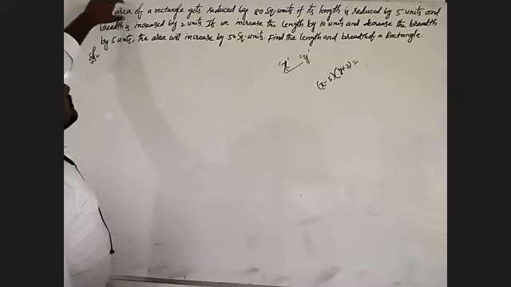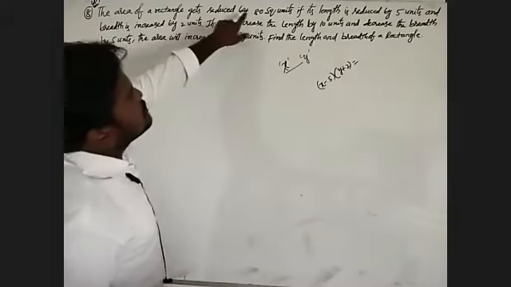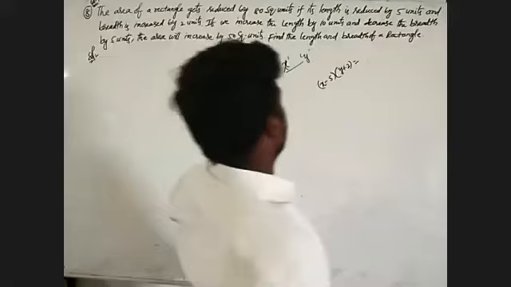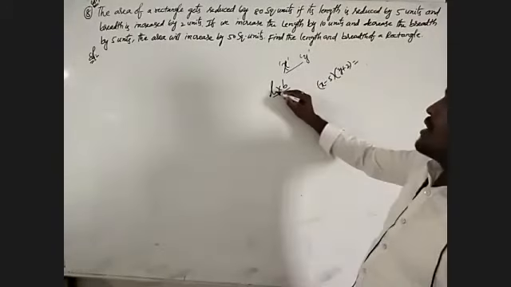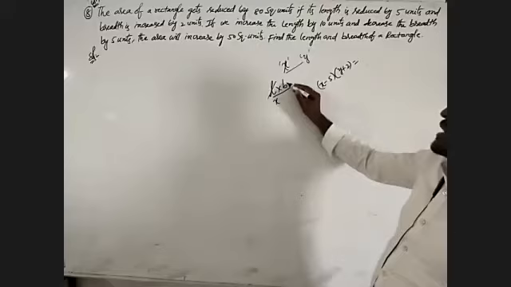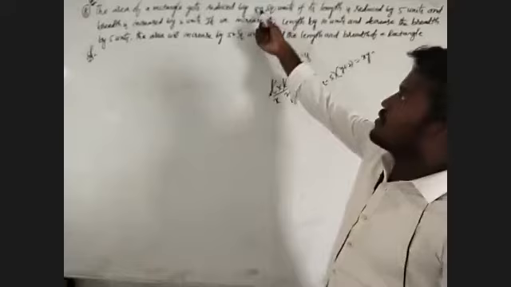The area of a rectangle gets reduced by 80 square units. We already know the formula: area of a rectangle is equal to length into breadth, where L becomes x, B becomes y. That way we take xy. Reduced, so we take the symbol minus. Then 80 square units. This is the first condition we have to take.